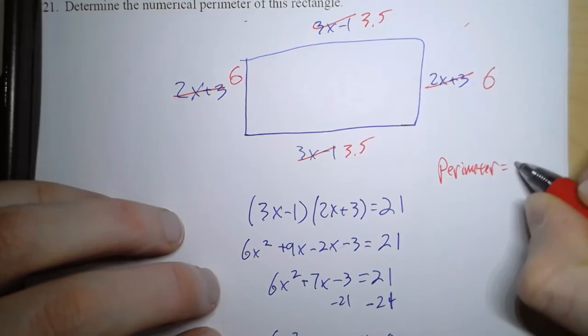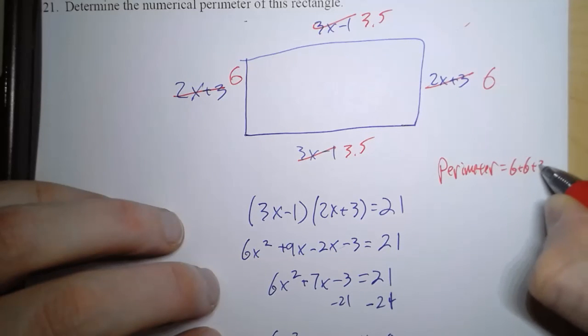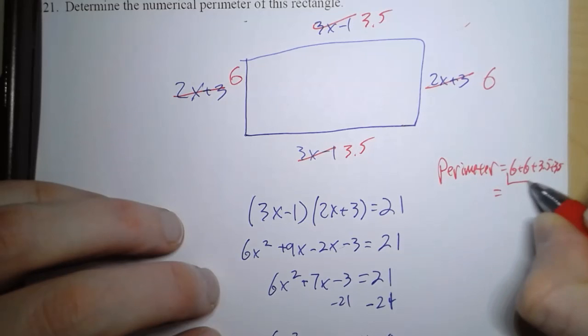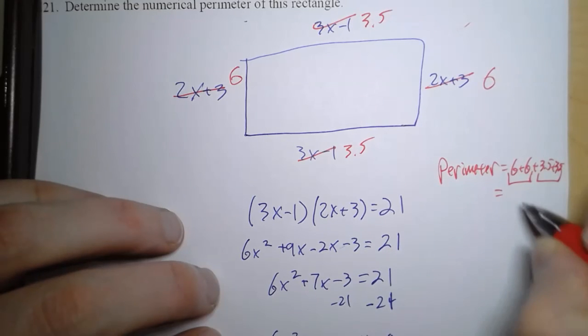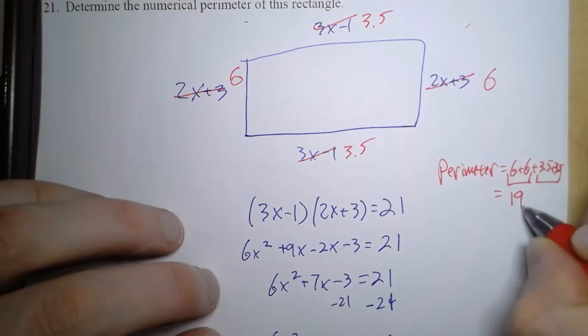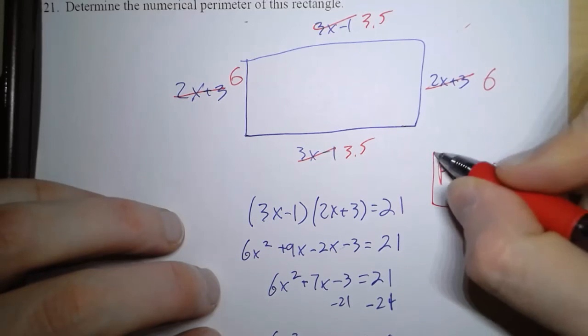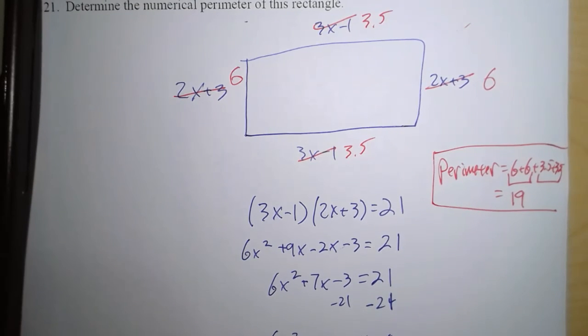So our perimeter, 6 plus 6 plus 3.5 plus 3.5. So these two make 12, these two make 7. So 12 and 7 is 19. And so there is our perimeter, and we're done.